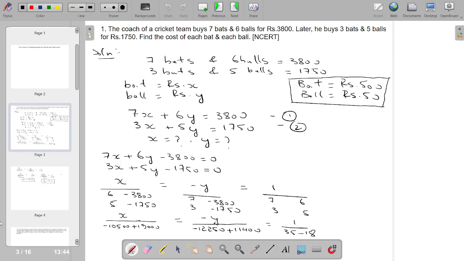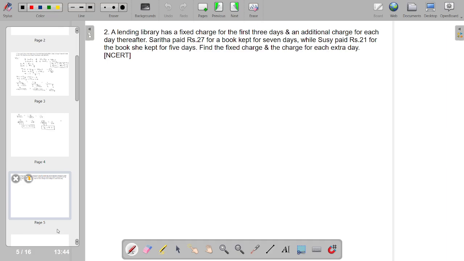I will be moving to the next problem. This particular problem has been derived from the NCERT book. The problem is: a lending library has a fixed charge for the first 3 days and an additional charge for each day thereafter. Sarita paid 27 rupees for a book kept for 7 days, while Susy paid 21 rupees for the book she kept for 5 days. Find the fixed charge and the charge for each extra day.